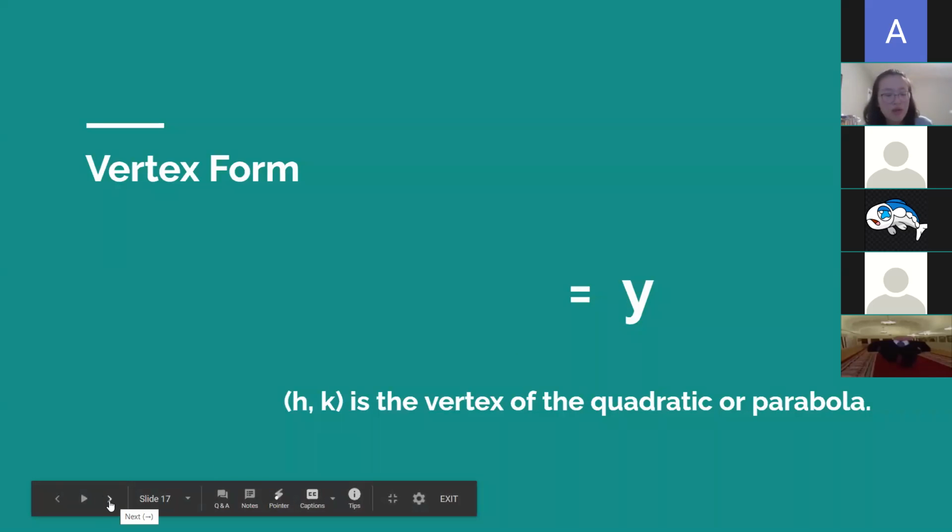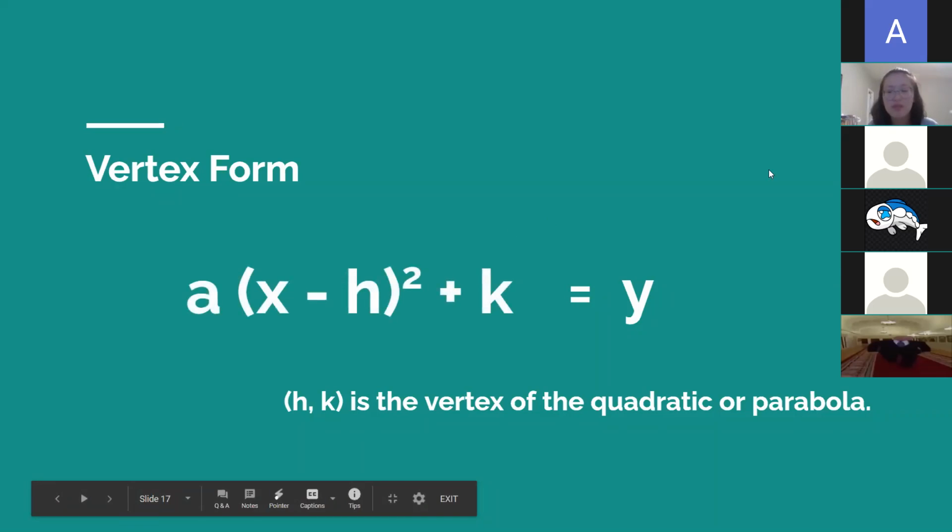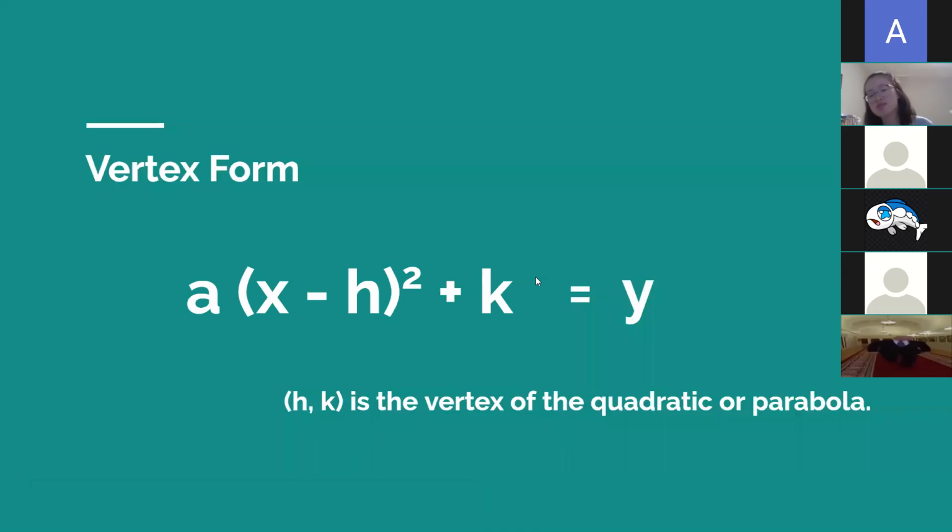So now we're going to look at vertex form. Vertex form is a times x minus h squared plus k equals y. What's really unique about vertex form is that it's centered around one point, so you can only write vertex form if you know the vertex of the quadratic, or the parabola. This is also another equation to just memorize. It's really nice to have it in your head instead of not knowing it at all.